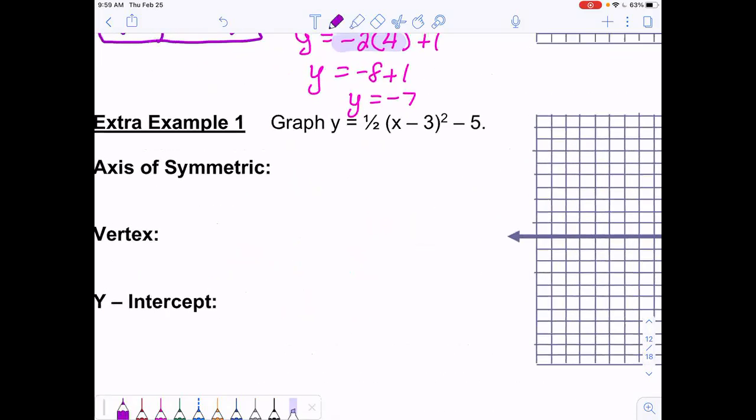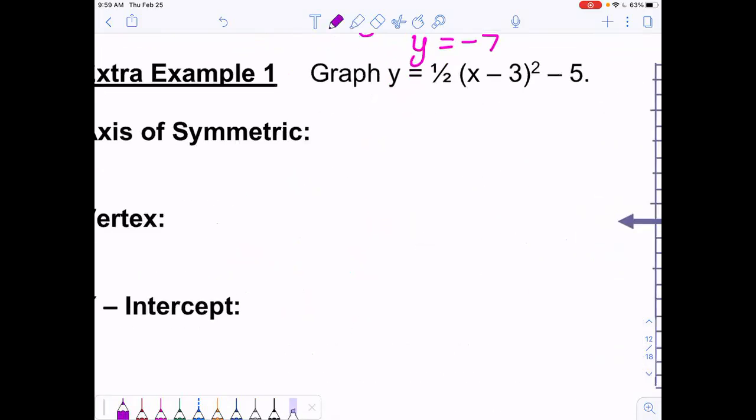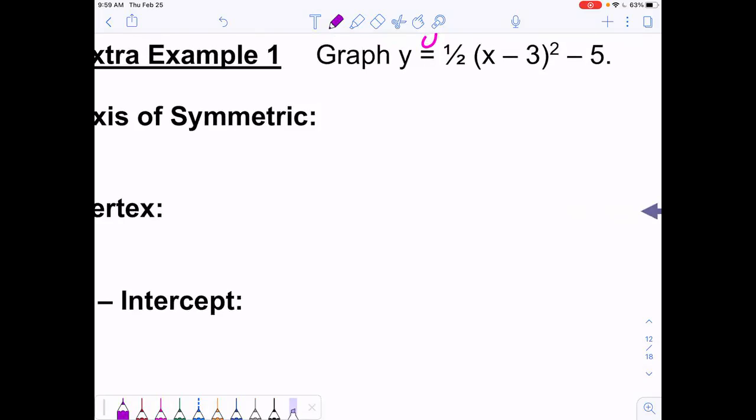All right, so let's look at extra example 1, because you can't just do example 1. You've got to do an extra example 1. A, H, K. As Mr. King said, when you're writing H down, make sure you write the opposite. TJ, can you tell me what A, H, and K are in this problem?